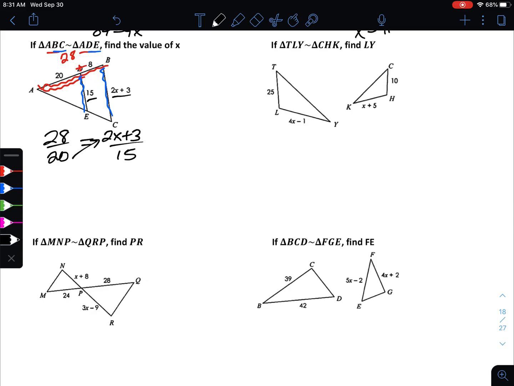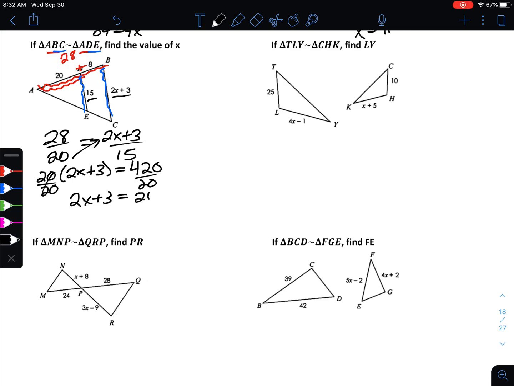Let's go ahead and do our cross multiplication. So we're going to have 20 multiplied by 2x plus 3 is equal to, taking 28 multiplied by 15, you're going to get 420. All right. Now, something I notice, maybe you do too, is that both 20 and 420 are divisible by 20. So let's just make this a little bit easier problem. We'll say that 2x plus 3 is equal to, take 420 divided by 20, which is 21. If you don't recognize that, then you would just have to distribute the 20 instead, but that's no big deal.